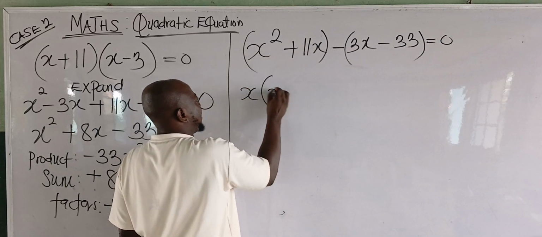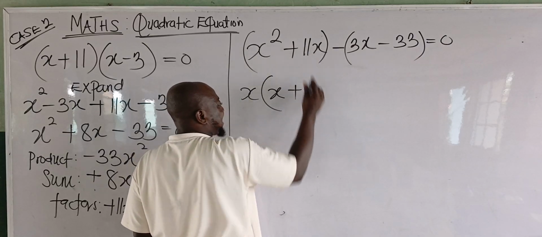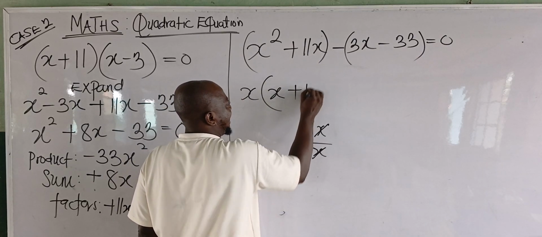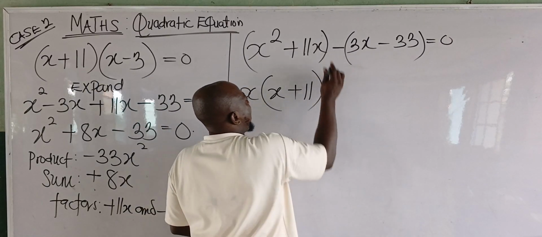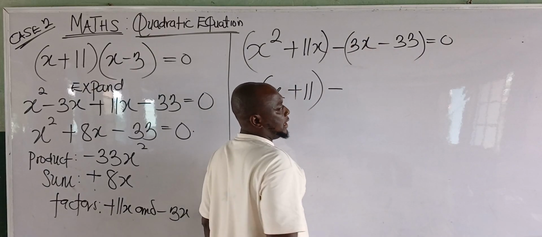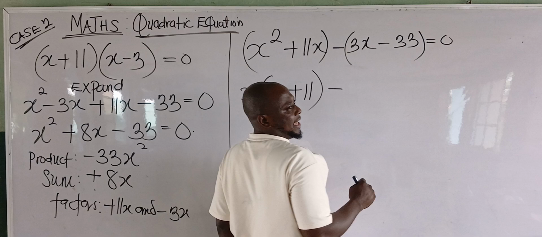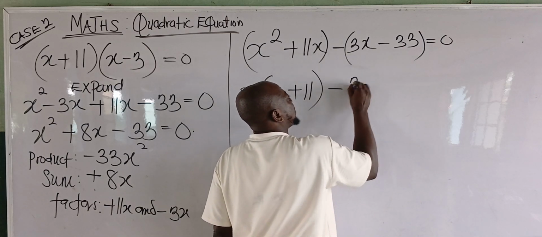X cancels this one. I'm having X here. Plus X cancels this one. That means X cancels itself. We're having 11 here. Now, going further, I'll have my minus here. What is common here? Observe that the X here is 1. So 3 is here, and also inside of the 3, we have 3 there. So that means that 3 is common in these two variables. So I'll take out 3.